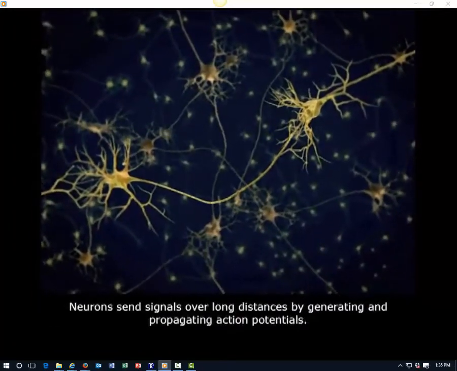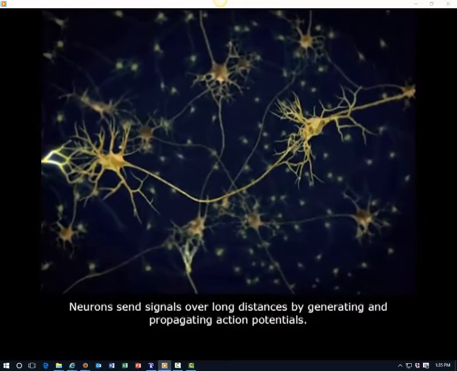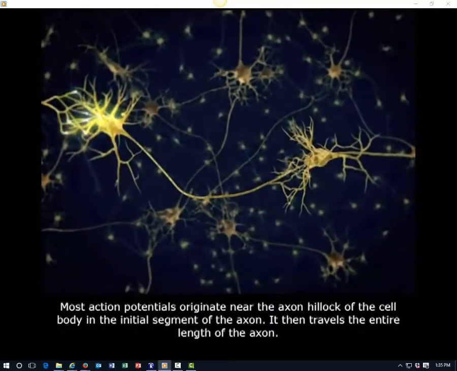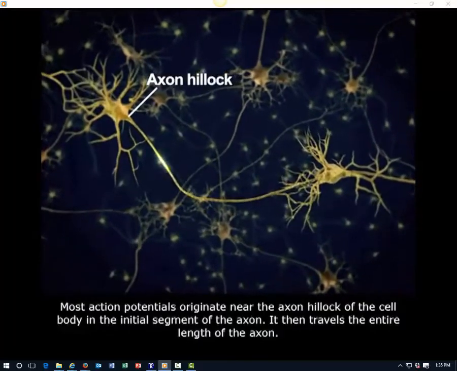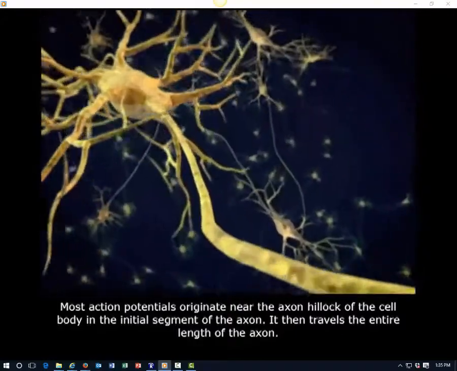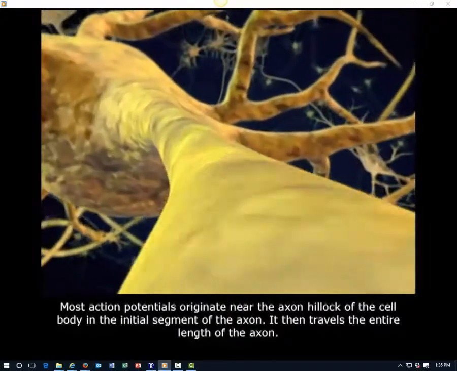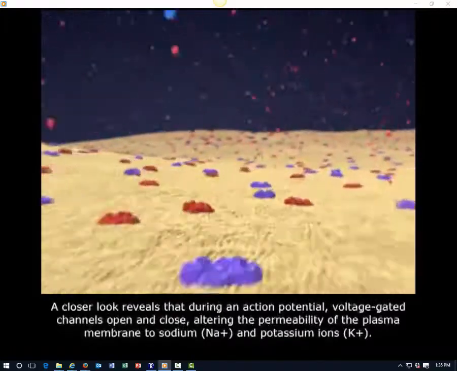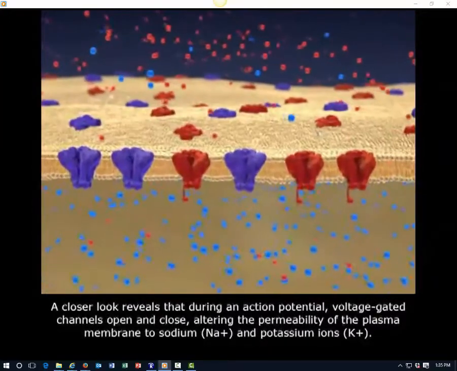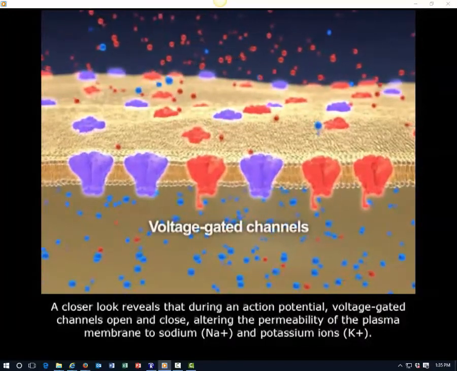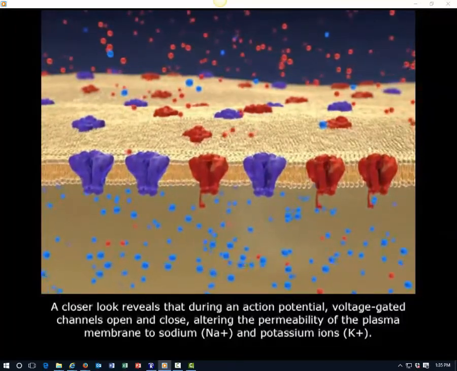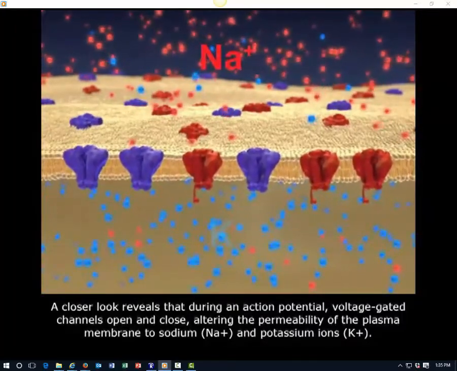Neurons send signals over long distances by generating and propagating action potentials. Most action potentials originate near the axon hillock of the cell body, in the initial segment of the axon. It then travels the entire length of the axon. A closer look reveals that during an action potential, voltage-gated channels open and close, altering the permeability of the plasma membrane to sodium and potassium ions.